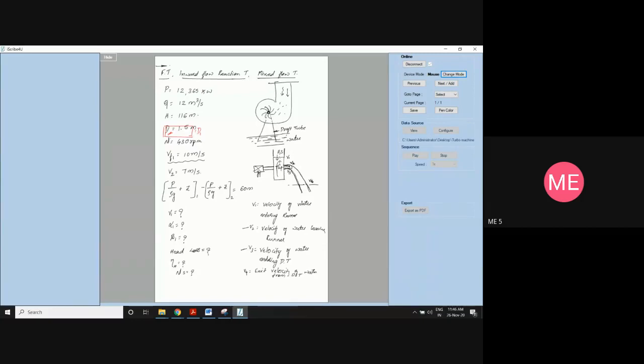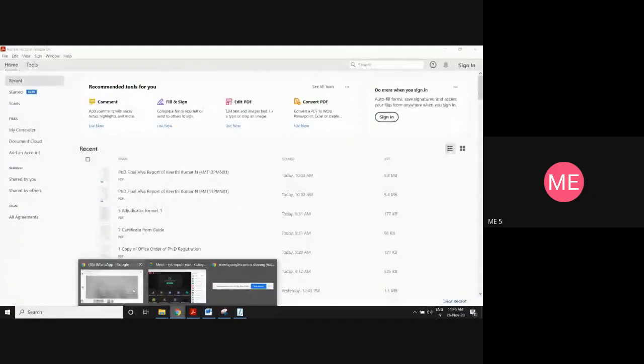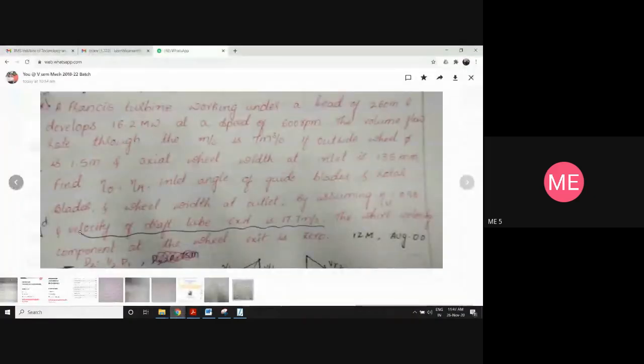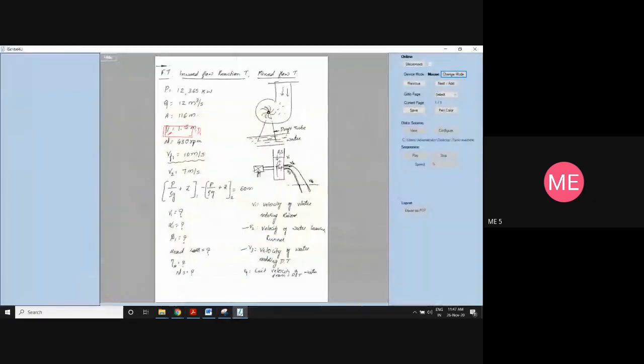But in this question, he has given the velocity of the draft tube exit. Where is the draft tube exit? Can you see here? This is V4. The velocity, if I measure here, is called V4. This velocity it is asking. He has given it in this question. I'll explain how to solve if the velocity of the draft tube at the exit is given.